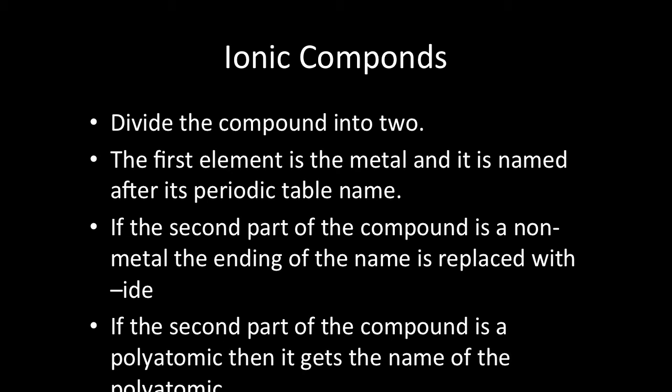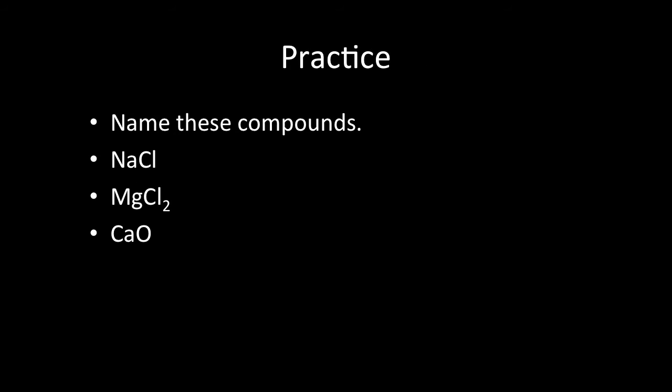And we are going to take its name from the periodic table and replace the ending with another ending, IDE. So chlorine would become chloride. If the second part of my binary compound is a polyatomic ion, and we'll discuss them later, I'm going to name it after that polyatomic ion. And you're going to have to memorize the most common polyatomic ions. So let's practice.